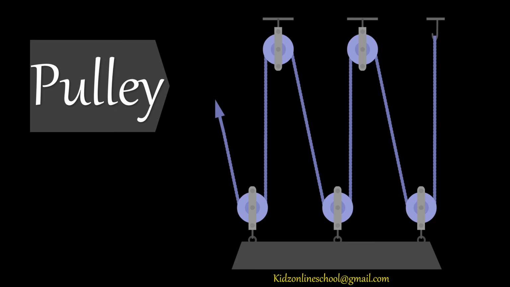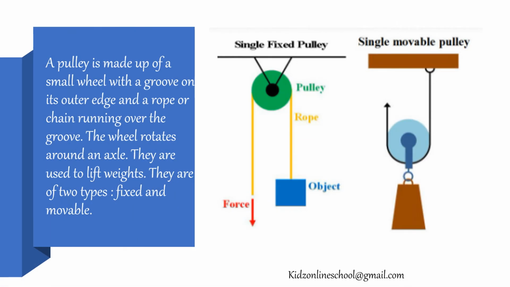About pulley. A pulley is made up of a small wheel with a groove on its outer edge and a rope or chain running over the groove. The wheel rotates around an axle. They are used to lift weights. They are of two types, fixed and movable.